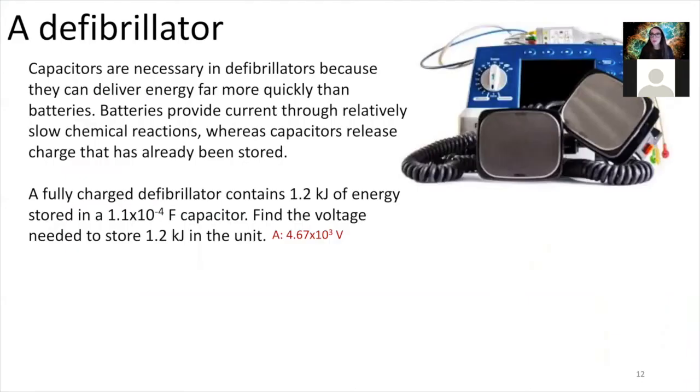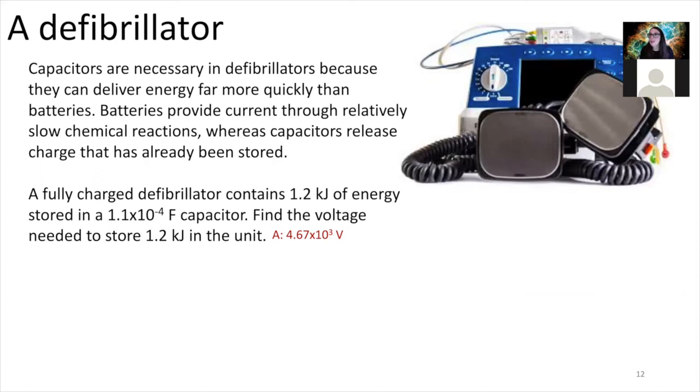Let's think about capacitors in a medical device. Capacitors are necessary in defibrillators. This is a defibrillator because they can deliver energy far more quickly than batteries can. They can quickly release that stored charge, that stored potential. Batteries themselves provide a current, but they do that through relatively slow chemical reactions, whereas capacitors can release charge that has already been stored, again, super fast, and we'll see that in the lab this week.